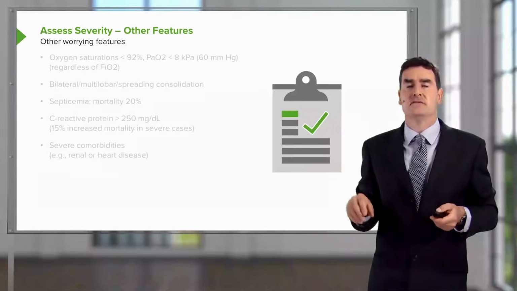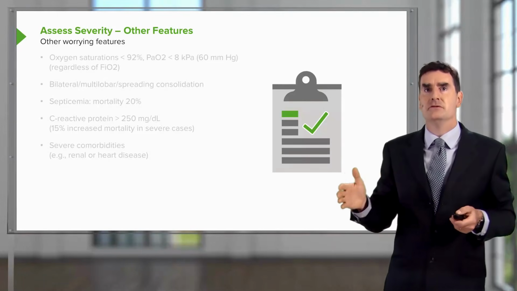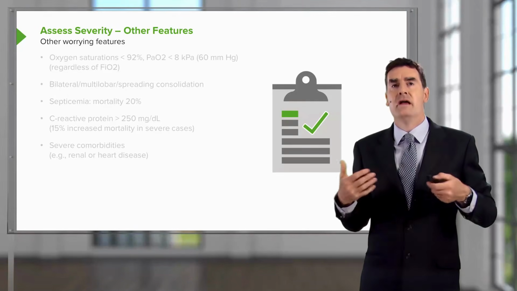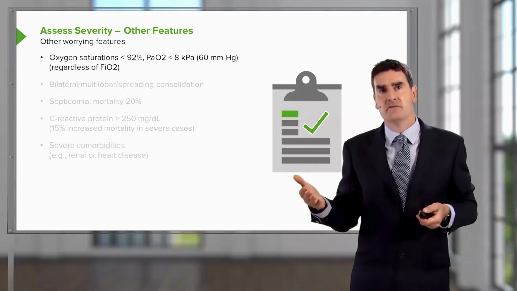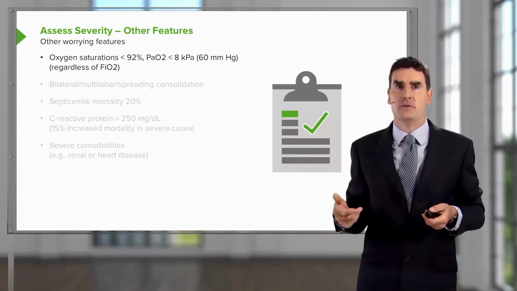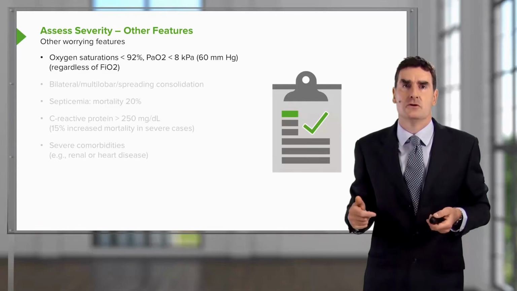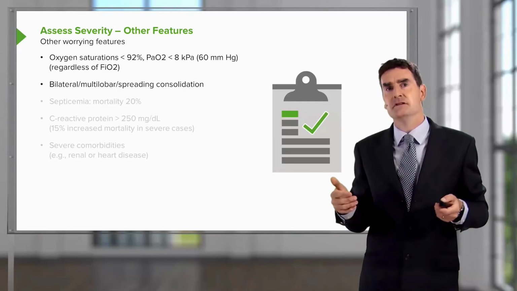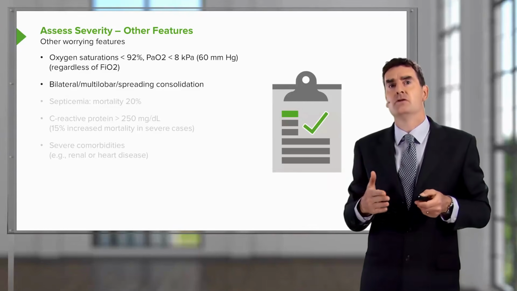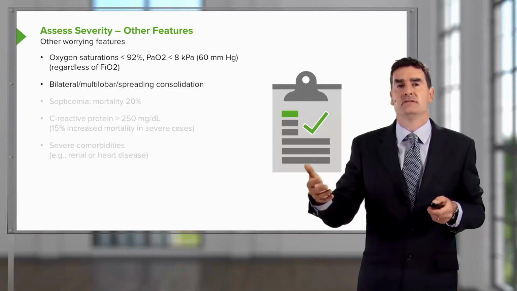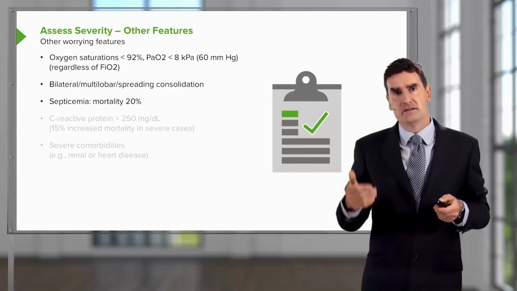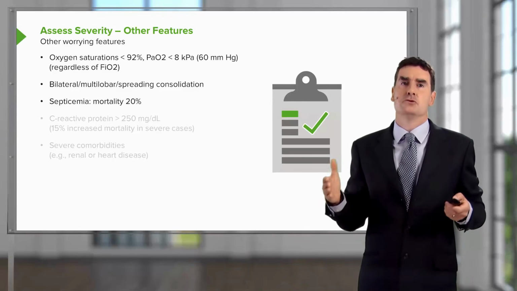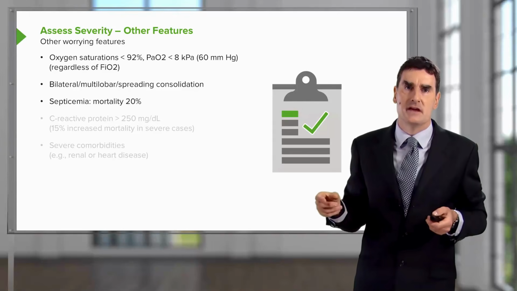As well as the CURB-65 score, there are other clinical features that can be used to identify patients who may have more severe disease. So worrying features are those who are hypoxic despite a high inspired oxygen concentration, and patients who seem to have bilateral disease or disease that spreads during the hospital admission despite the antibiotics. If somebody has a blood culture which is positive for an infective organism, that instantly places them into a group that has a mortality of about 20%.